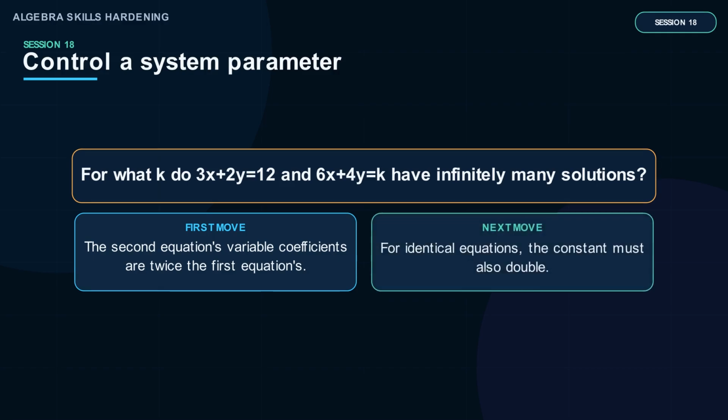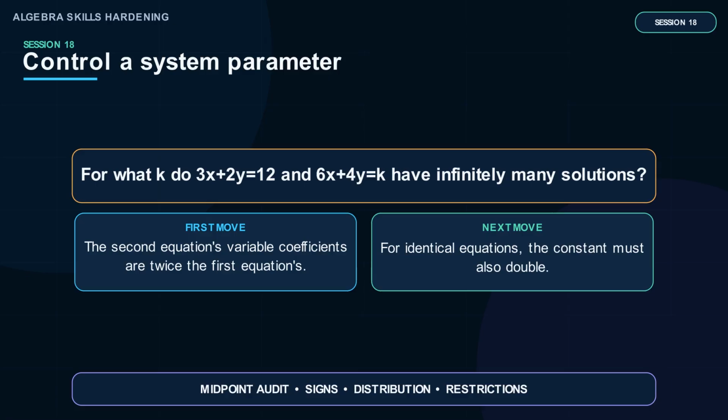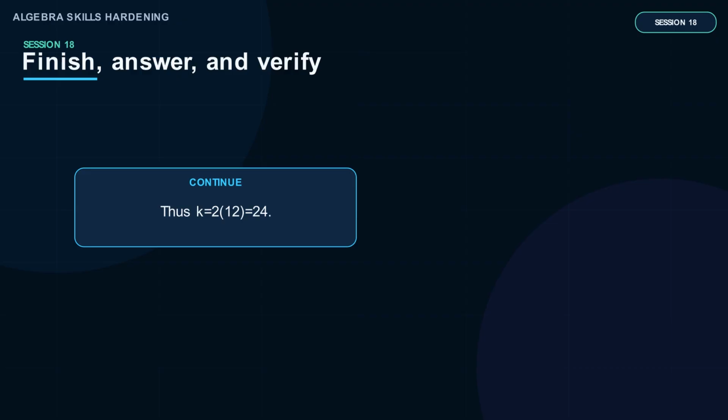Next, for identical equations, the constant must also double. Keep the relationship visible and apply the operation to every required term. Now audit distribution, signs, copied values, and restrictions. A brief midpoint check is cheaper than rebuilding the solution. Continue with the third step.